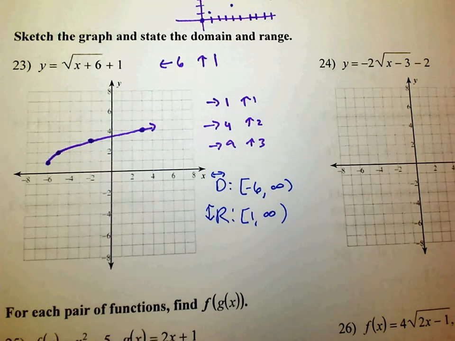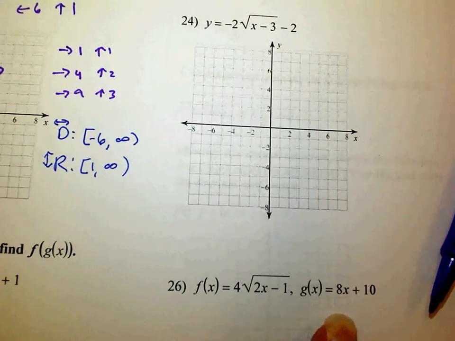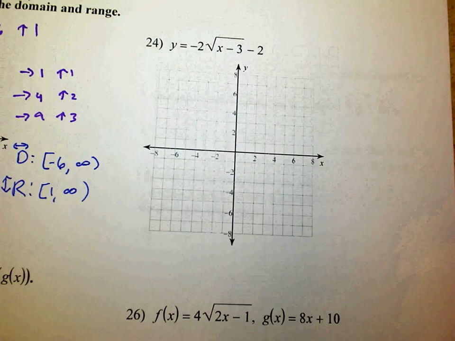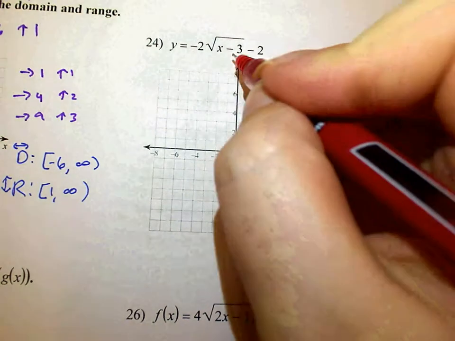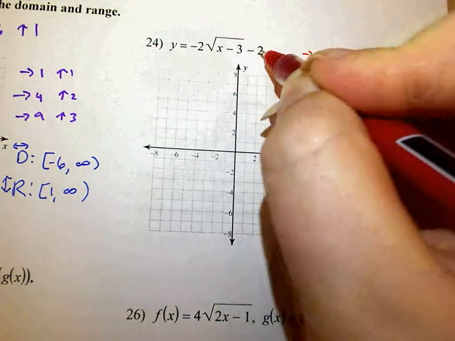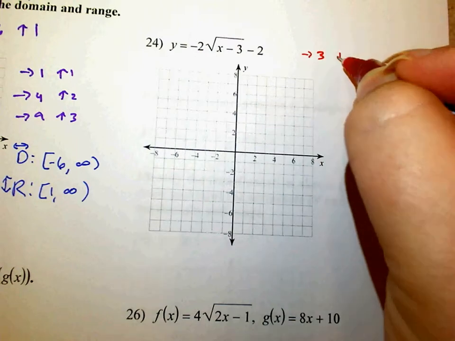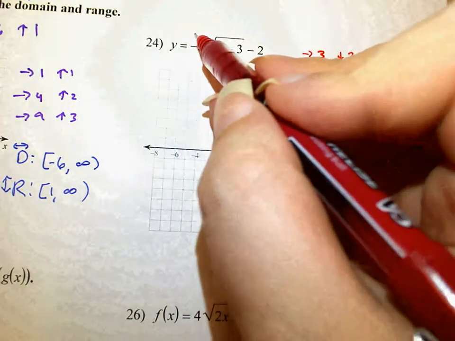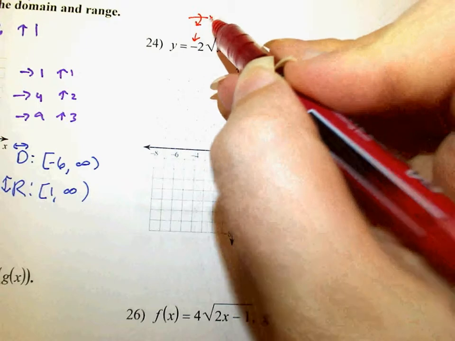Okay. Now in this one we have a little bit more transformations going on. You've got this minus 3, which means go to the right 3. You've got this minus 2, which means go down 2. You got this negative, which means flip over the x-axis, and you got this 2, which is a vertical stretch by a factor of 2.